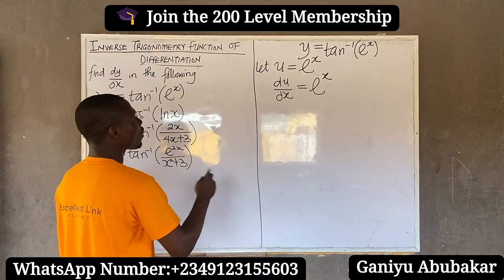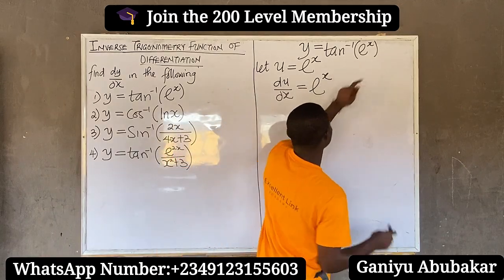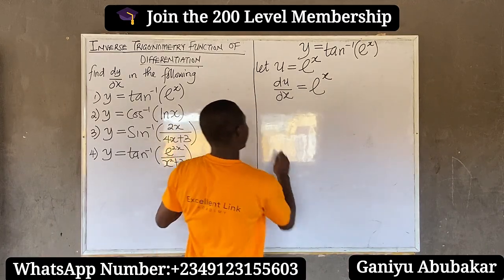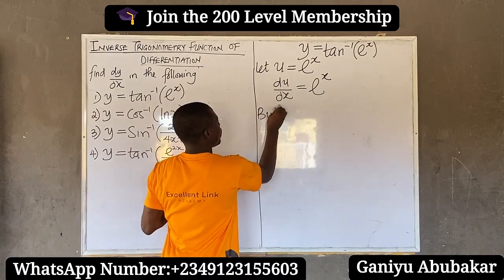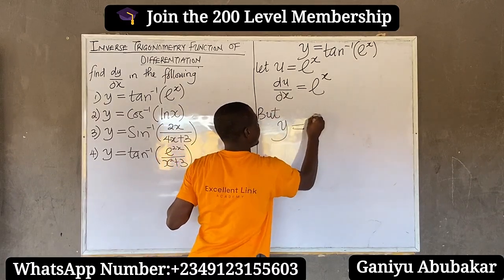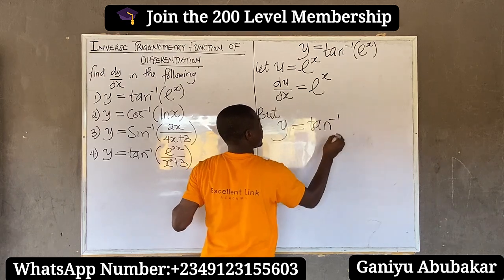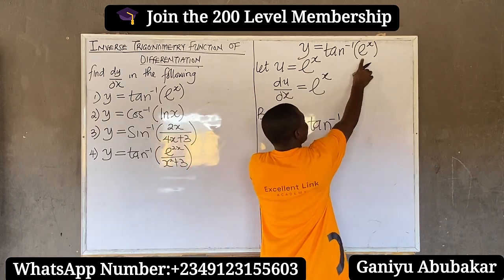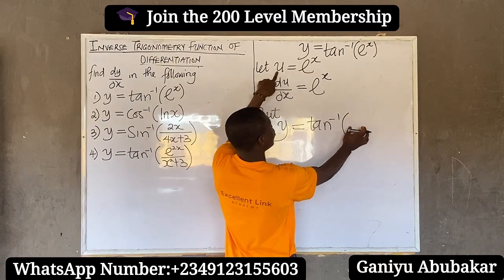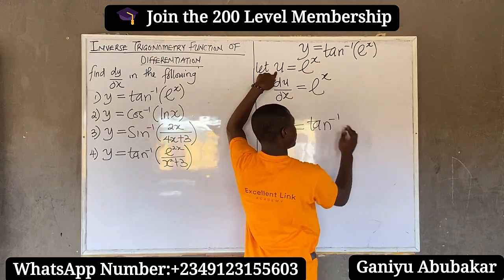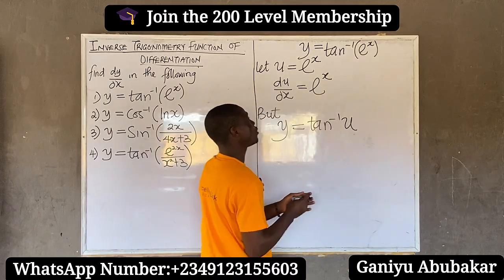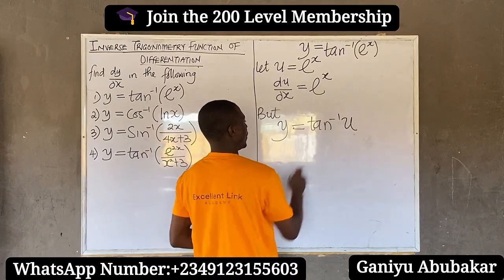Next task here, after calling u to be the term in brackets and differentiating, your next step now is to repeat your question. From the question we know that y is equal to tan inverse of exponential x. We just said exponential x is u, so in other words, I'll just put u here. Why? Because exponential x has been replaced with u.